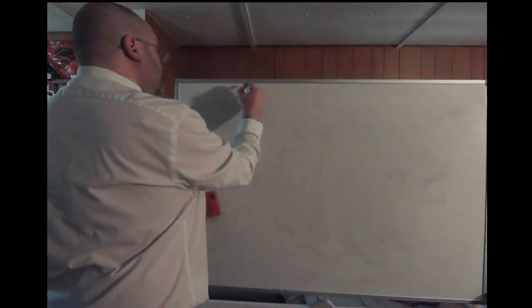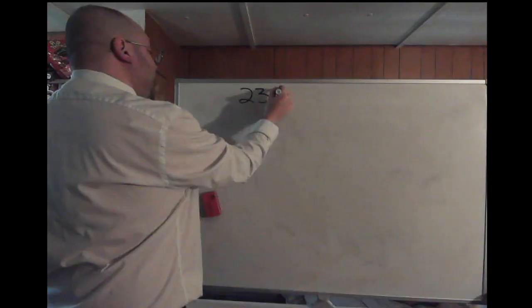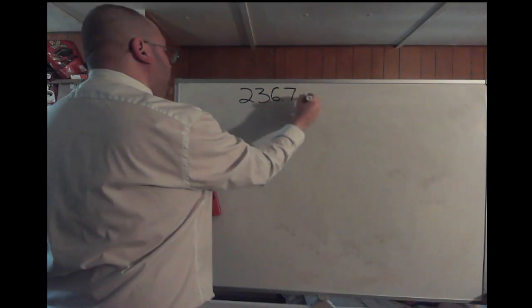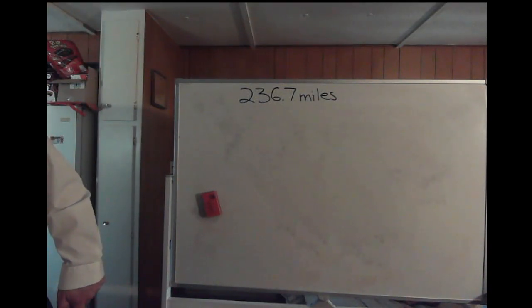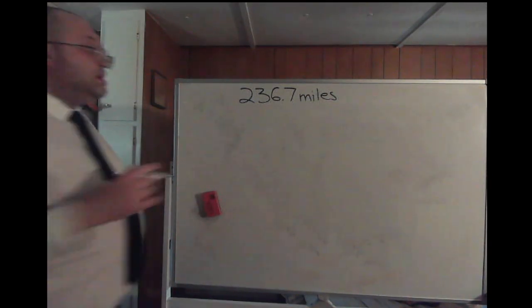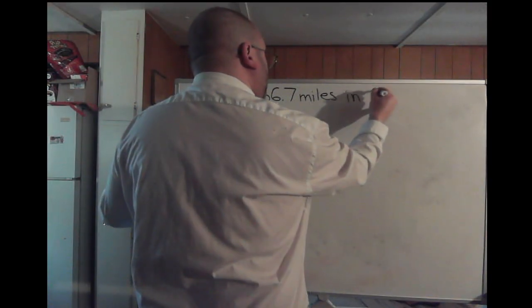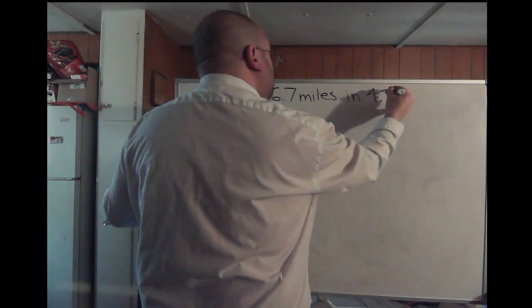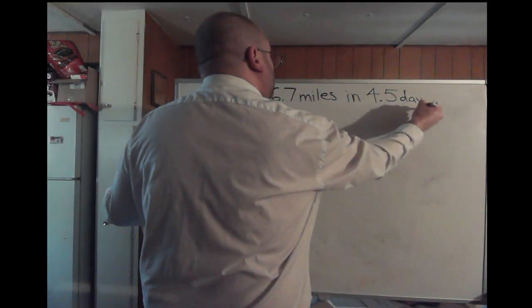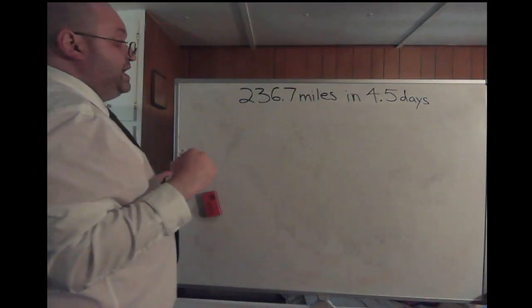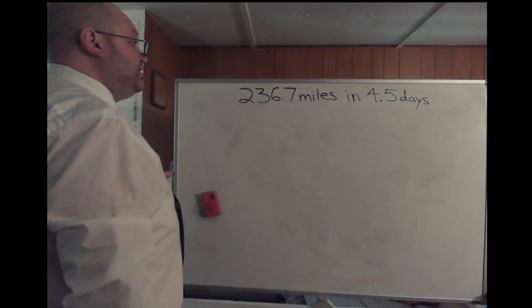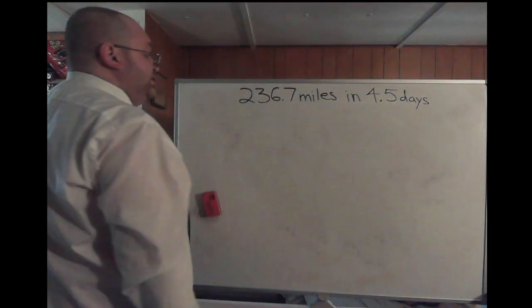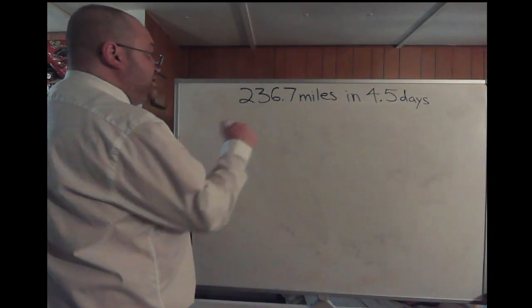Two more. 236.7 miles in 4.5 days. So this also, you probably have to be riding a horse or driving a horse and buggy or something across the country to go that rate, or walking across the country. Even then, that'd be quite remarkable if you were walking. But this is another snail's pace.